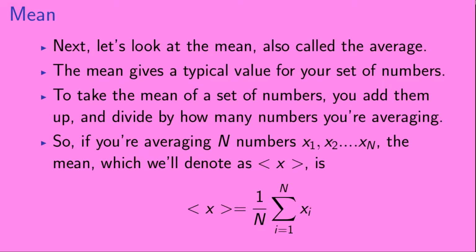Okay, so next we'll look at the mean, also called the average. The mean gives a typical value for your set of numbers. To take the mean of a set of numbers, you add them up and divide by how many numbers you're averaging. So if you're averaging n numbers, x1, x2, all the way up to xn, the mean, which we'll denote as x in brackets, is 1 over n times the sum x1 plus x2 plus x3 all the way up to xn.